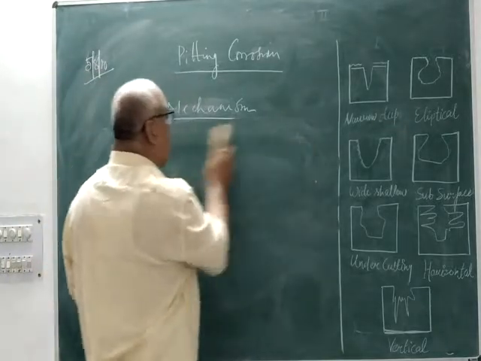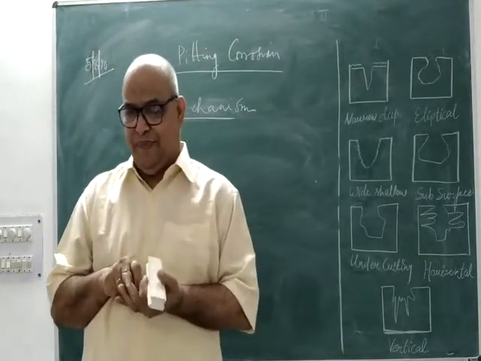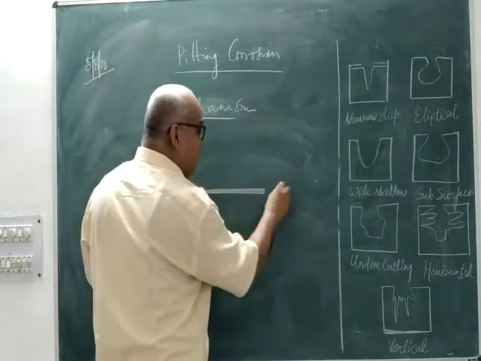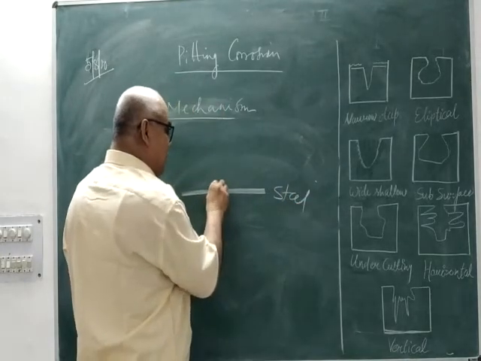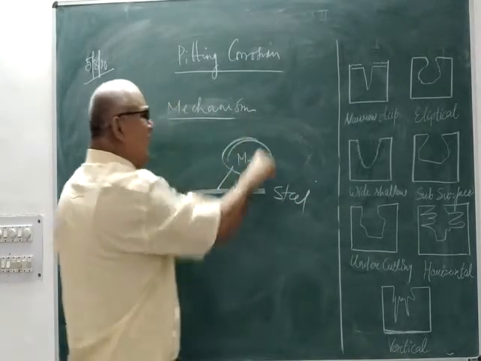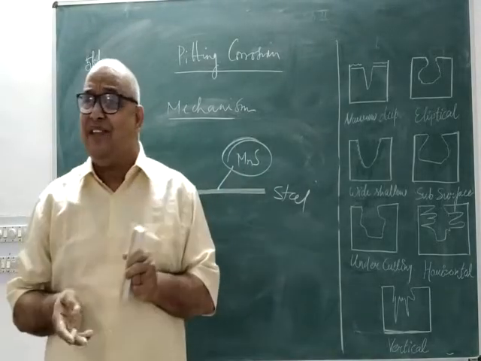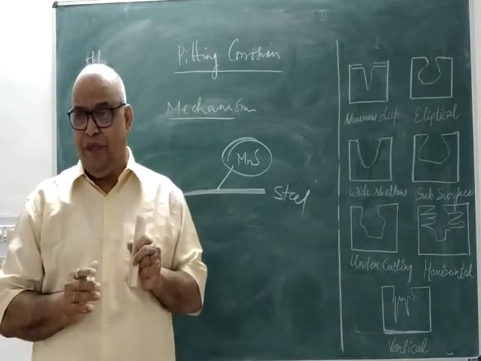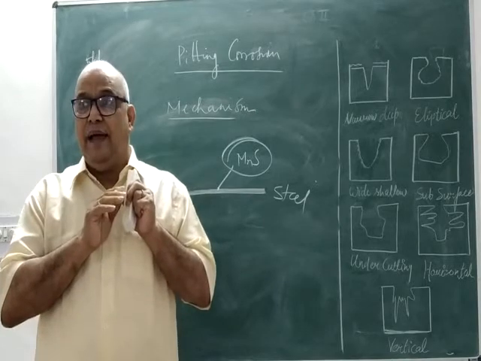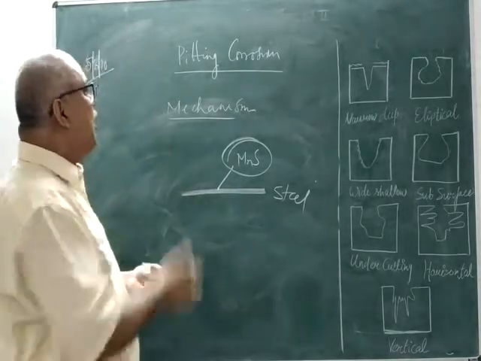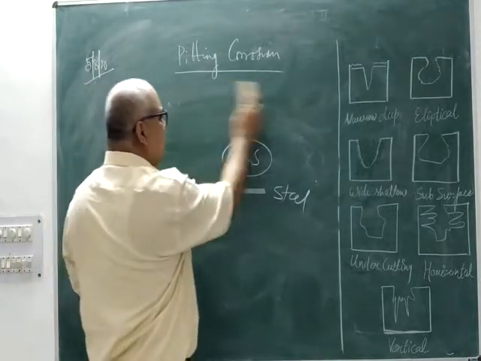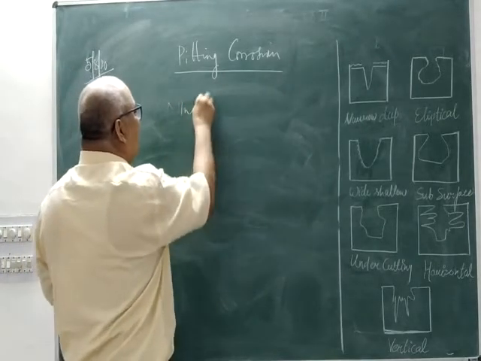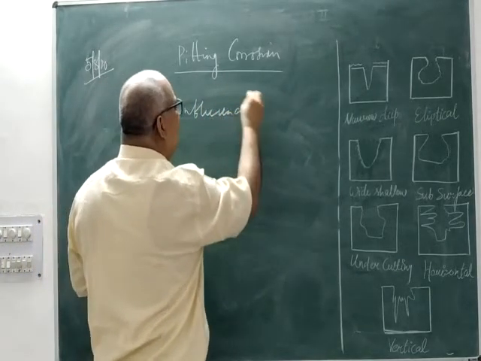Now suppose your environment is homogeneous, but your metallic structure has some defect, as in the case of steel. If it is a steel product, you know that there may be impurities like manganese sulfide. If manganese sulfide is present as an impurity in a steel article, it is going to initiate pitting corrosion without any doubt. This is all about the mechanism of pitting corrosion. And now let us talk about the factors influencing pitting corrosion.